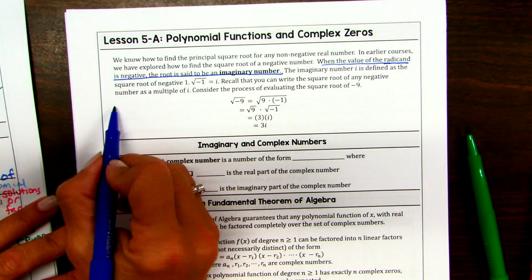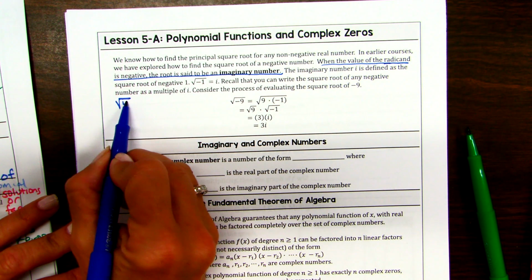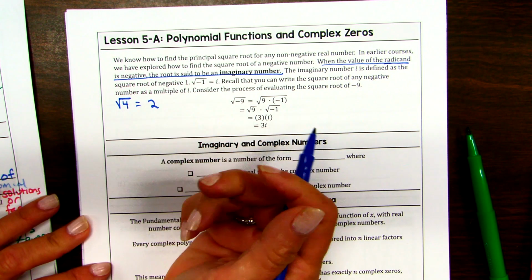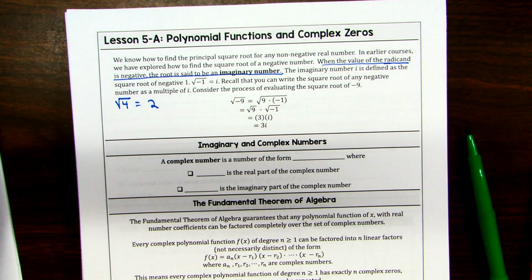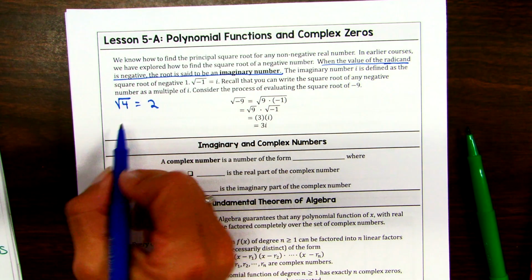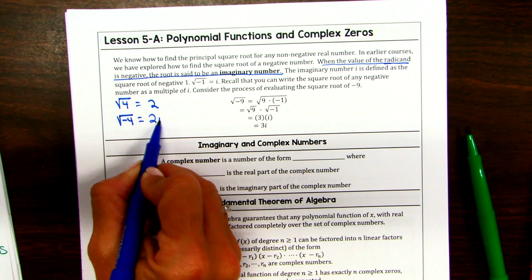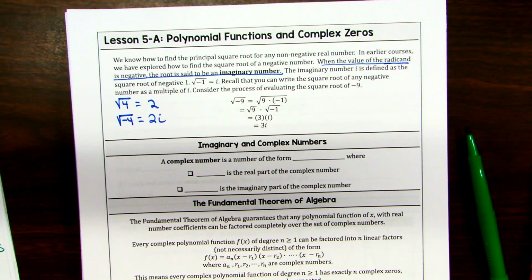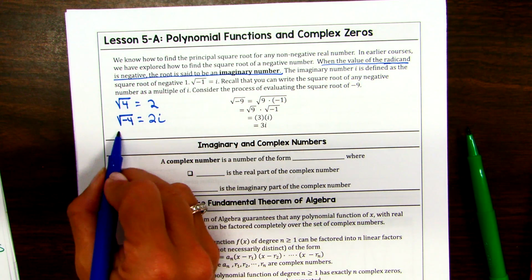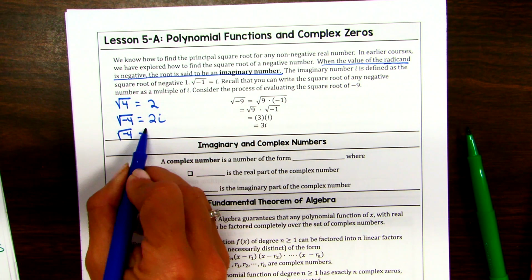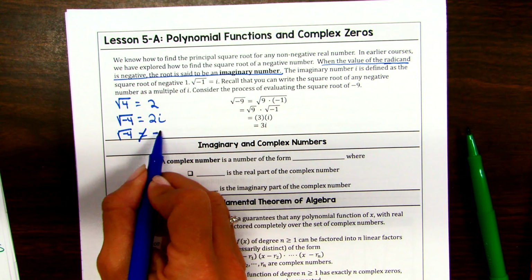So we all know the square root of 4 is 2, right? No one's going to debate that with me. The square root of 4 is 2. The square root of negative 4 is 2i. If you have a negative under the radical, you're going to have an imaginary number as your solution, okay? What the square root of negative 4 is not, is it's not negative 2.